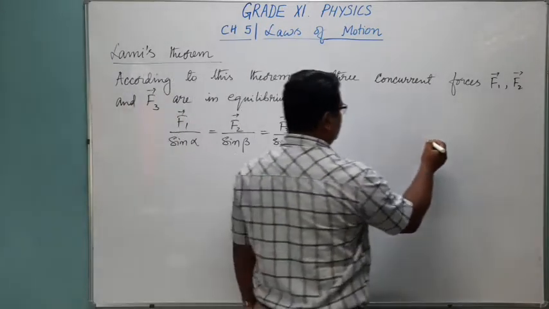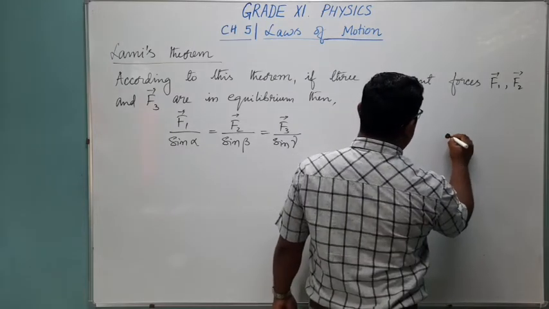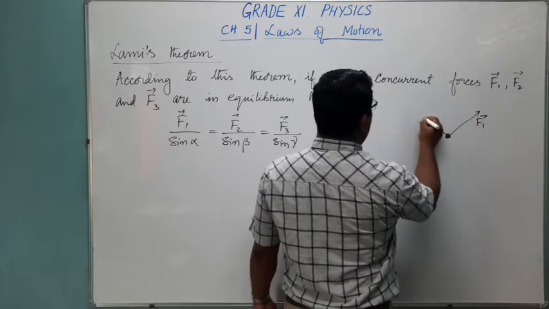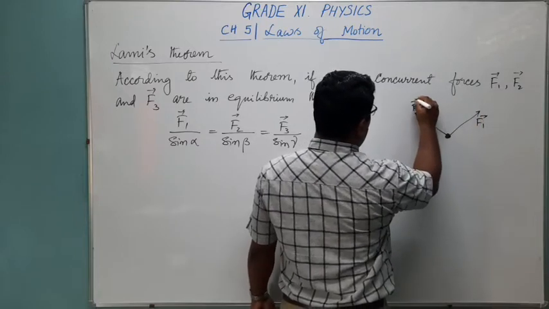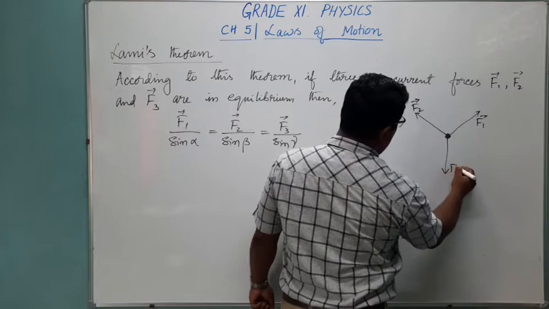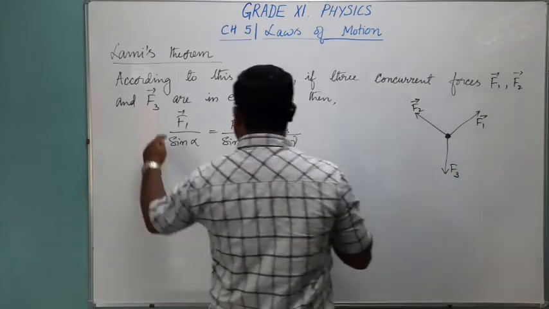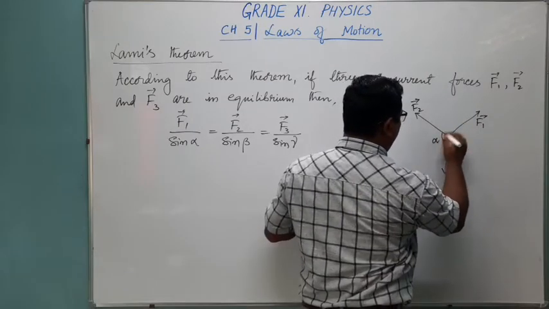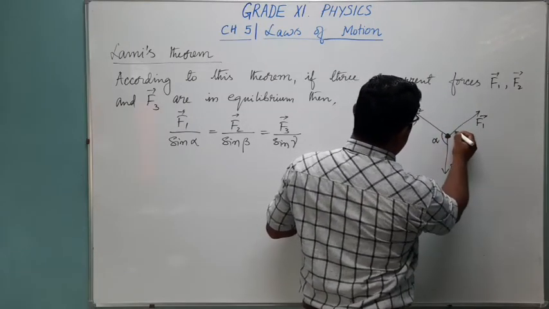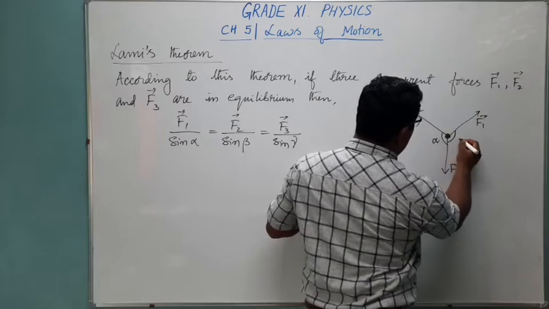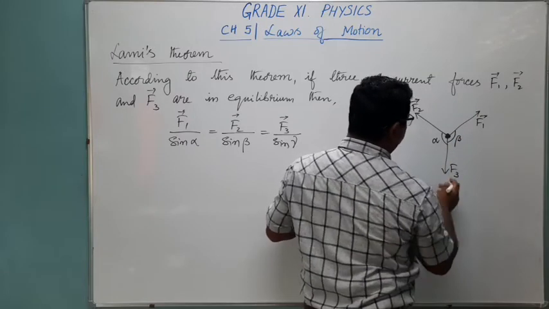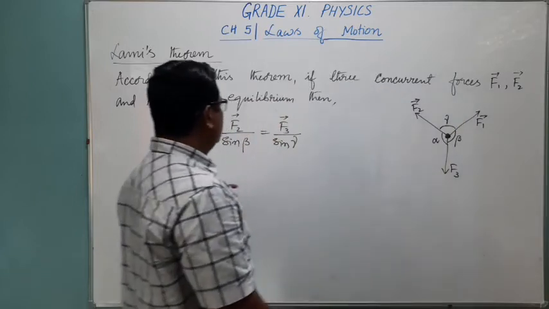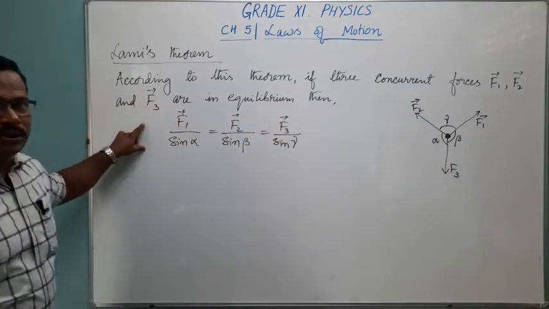The diagram will look like this. Suppose this is the particle P, three forces are acting on it, F1, F2 and F3. Here F1 by sine alpha means opposite of F1 the angle is alpha, F2 by sine beta means opposite of F2 the angle is beta, and opposite of force F3 the angle is gamma. This theorem we call Lami's theorem.